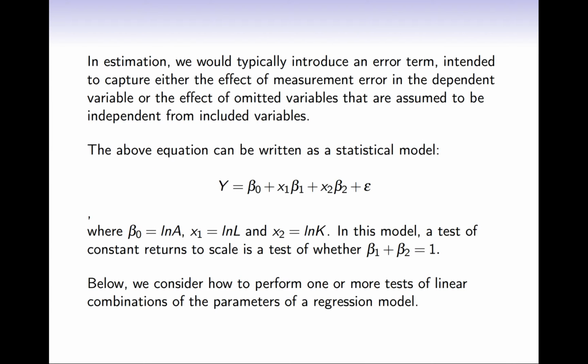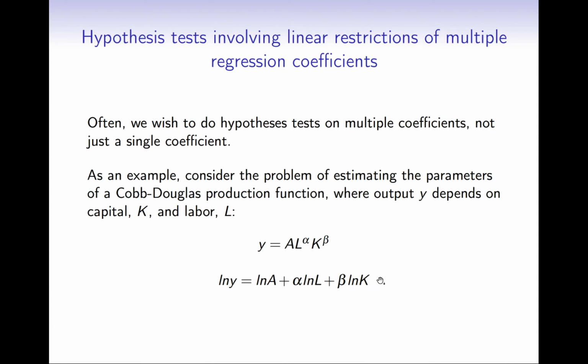Okay, so let's look at how you would do this type of test. Oh, and then also within the Cobb-Douglas model, in order to implement this, you normally also add an error term. And that accounts for unobserved factors affecting production.